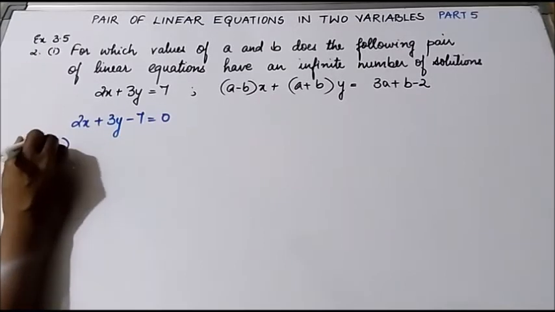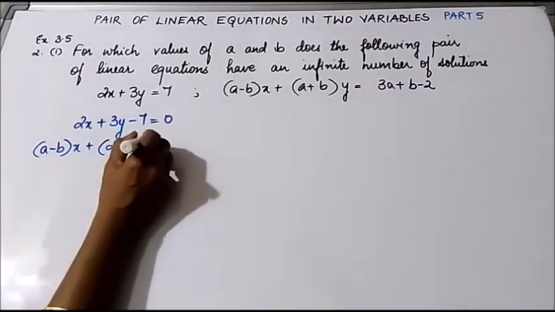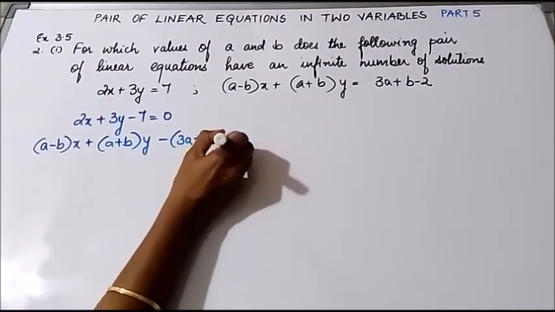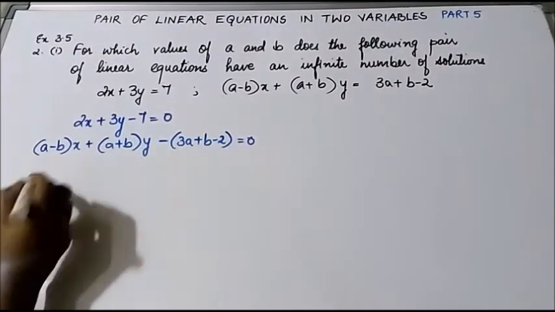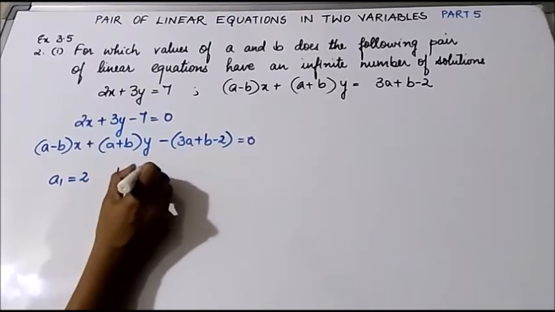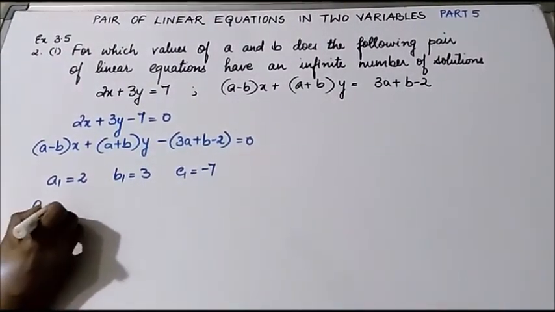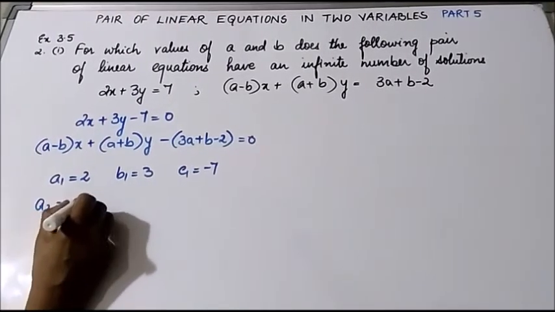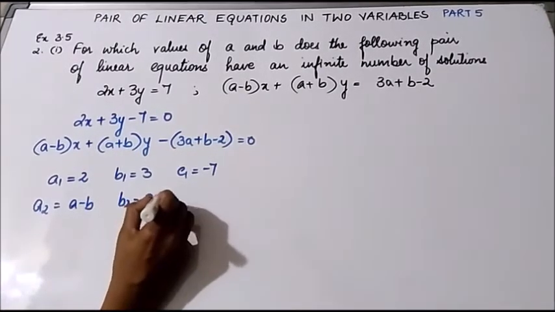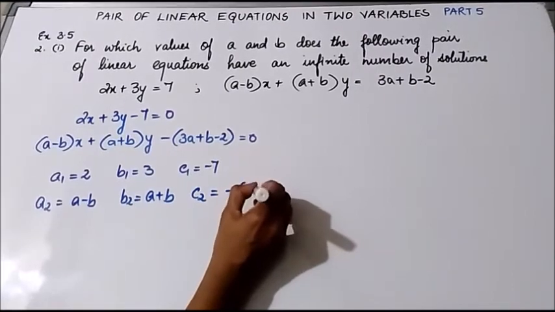Next equation becomes a minus b into x plus a plus b into y minus 3a plus b minus 2 is equal to 0. Now here what is a1? 2. b1 is equal to 3 and c1 is equal to minus 7. Same way we have got a2 is equal to coefficient of x, that is a minus b. b2 is equal to coefficient of y, that is equal to a plus b, and c2 is the constant term, that is minus.